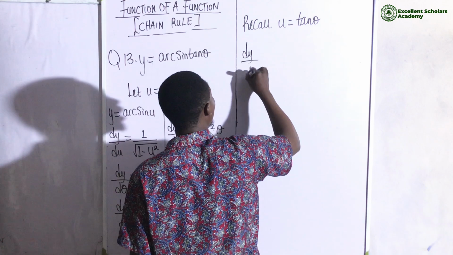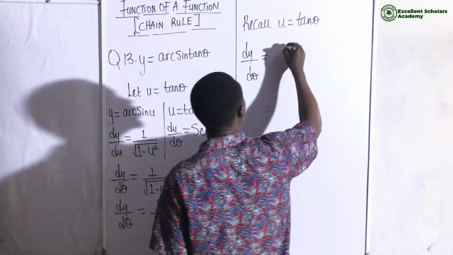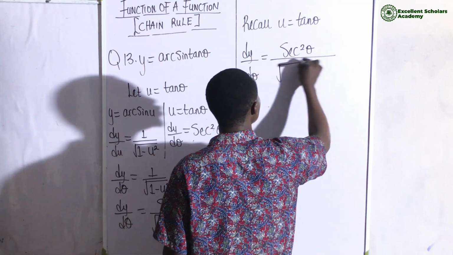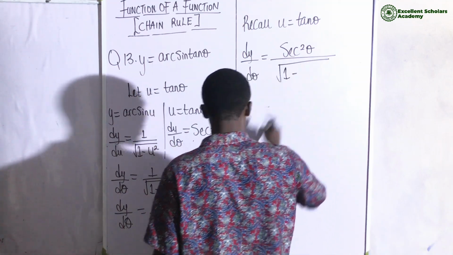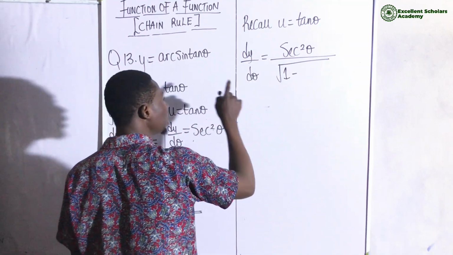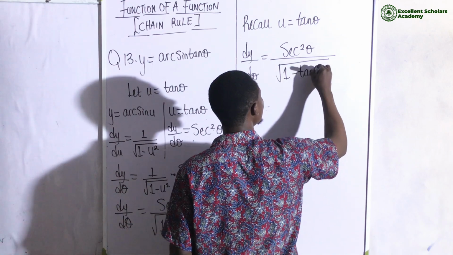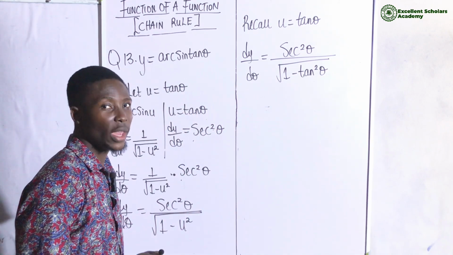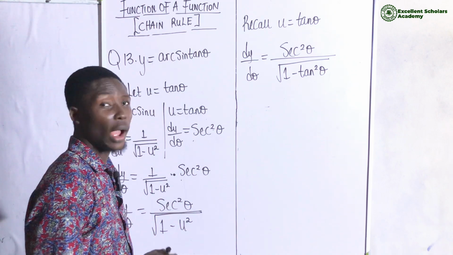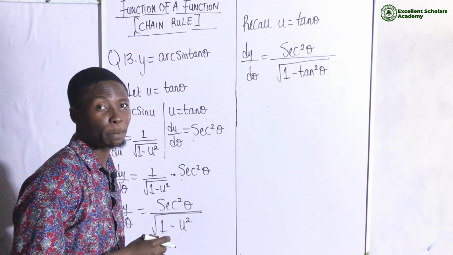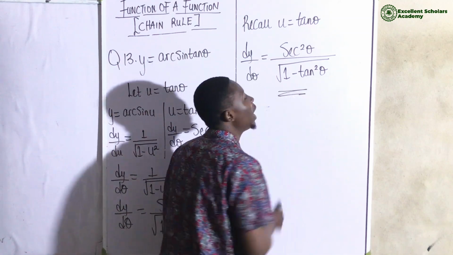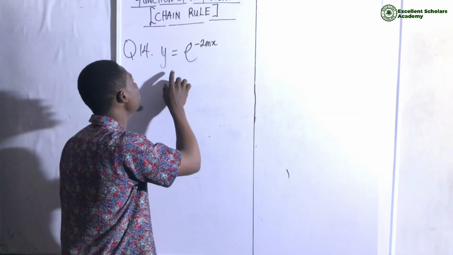dy/d theta will be equal to sec square theta over square root of 1 minus, now when you square the u, which is tan, it becomes tan squared theta. I hope you understand that. Now this can be our final answer. Okay, so this is the next question we're going to solve.